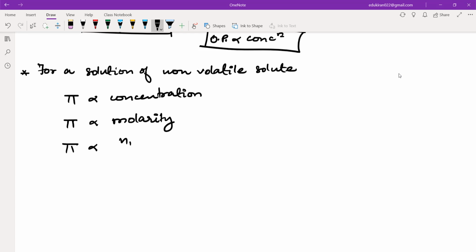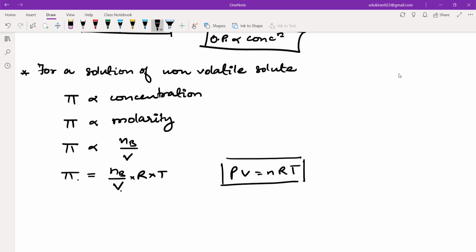Molarity is the number of moles of solute divided by volume. When we write the equality sign and remove the proportionality sign, we get n_B upon V into the constants R into T. If I put the volume on this side, I get pi V, pressure into volume, is equal to nRT. It is very similar to the ideal gas equation, PV equals nRT.